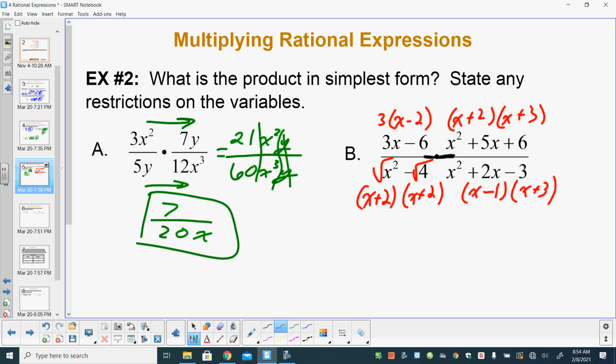All right. What's step 2? Cancel. So what can I cancel here? Oh, I wrote plus 2 twice, didn't I? Okay, so I can cancel out my x minus 2s. What else? X plus 3s. What else? X plus 2. Anything else? No, so what's left on top? 3. What's left on bottom?